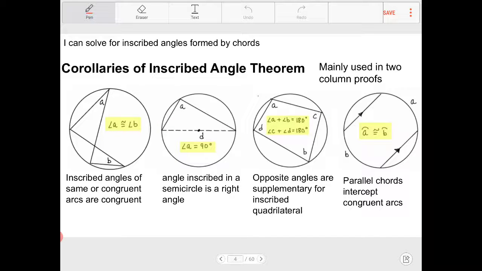Here are some of the theorems that we had used maybe 3 lessons ago. Inscribed angles intercepting congruent arcs are going to be congruent. A triangle inscribed in a semicircle will always be a right triangle. Opposite angles of a quadrilateral inscribed in a circle will always be supplementary. And parallel lines intercept congruent arcs.